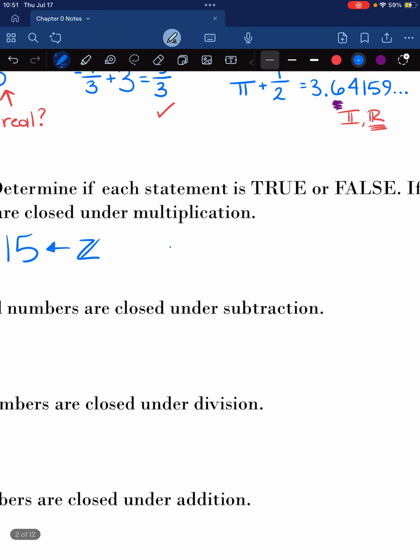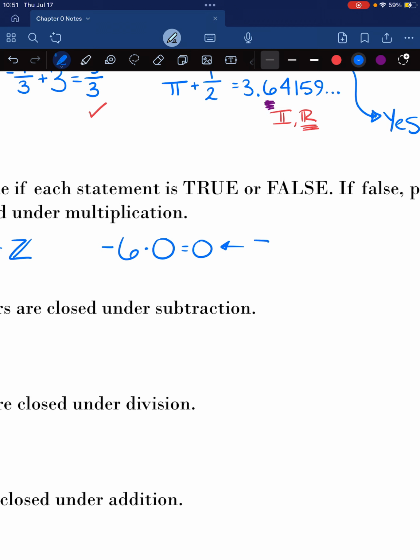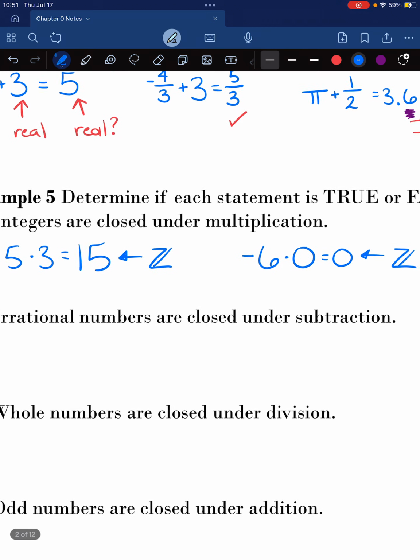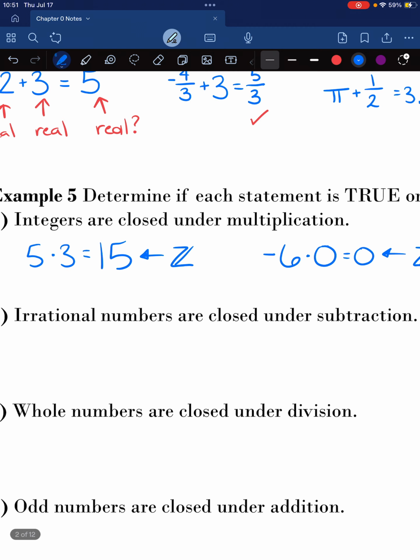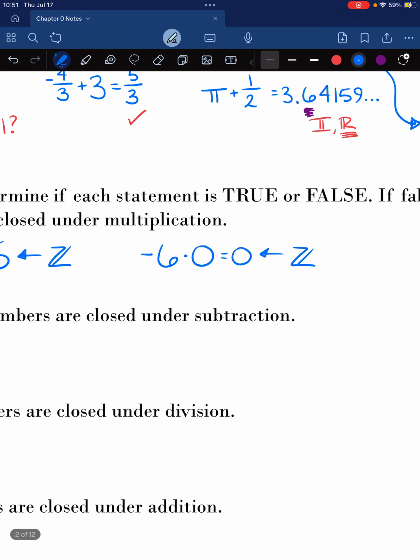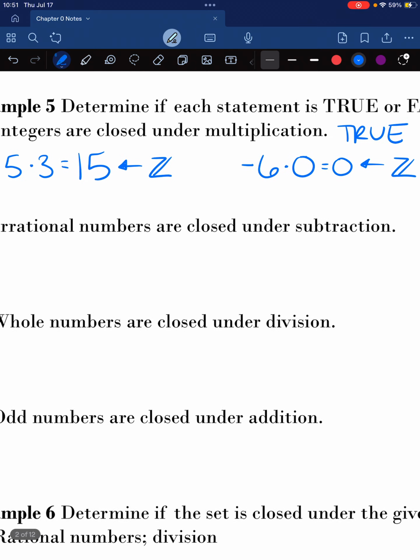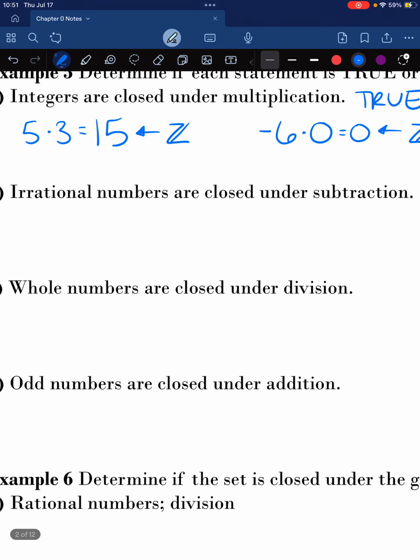Can I think of something that would make this not true? So even if I use -6 times 0. 0 is always a good one to look at. -6 times 0 equals 0. 0 is still an integer. So it looks like this is closed. Integers are closed under multiplication. That is a true statement because I cannot think of a counterexample.